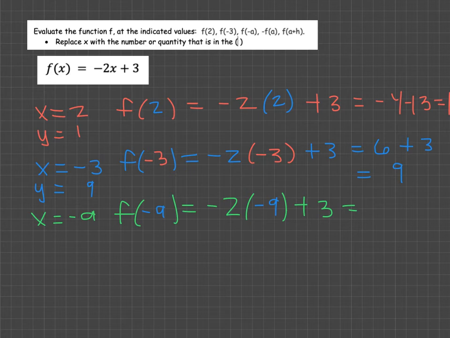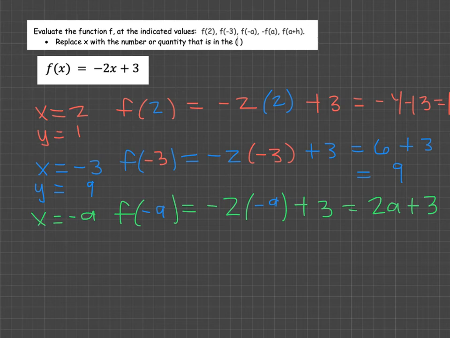So that kind of looks like I put in a negative 9. There you go, negative a. So negative 2 times negative a results in a positive 2a. So we get 2a plus 3. All right, so that is our result when we plug in negative a.